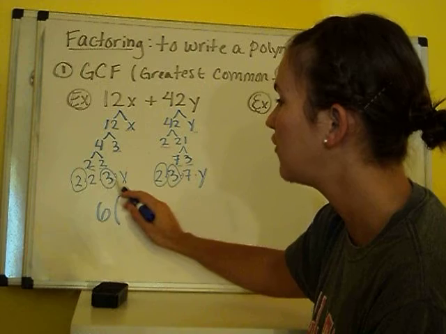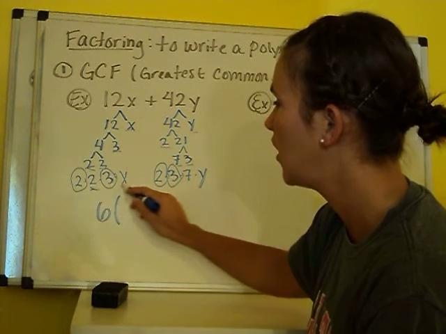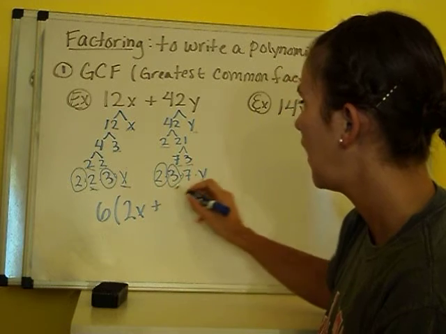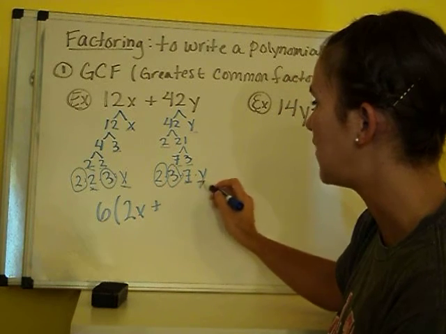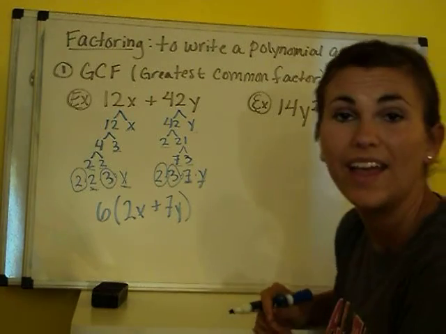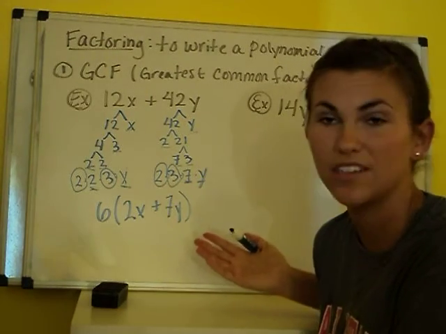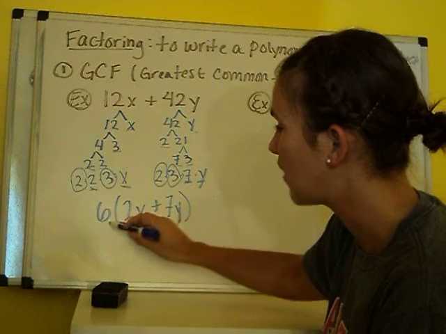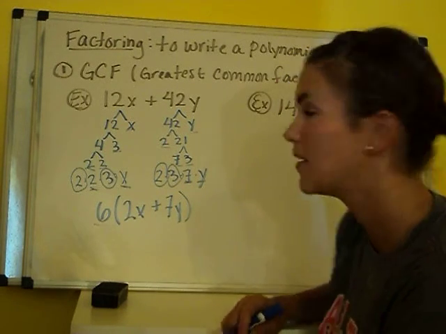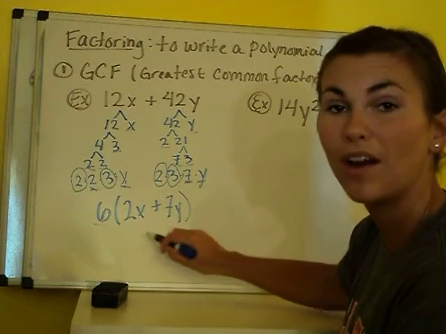Okay, so here if I have pulled out a 6, my leftovers are 2 and an x, or 2x. And then here my leftovers are 7 and y. Okay, and that is how you do greatest common factoring. We have pulled out the greatest common factor 6 and wrote the leftovers inside of parentheses. And now we have ourselves a product.